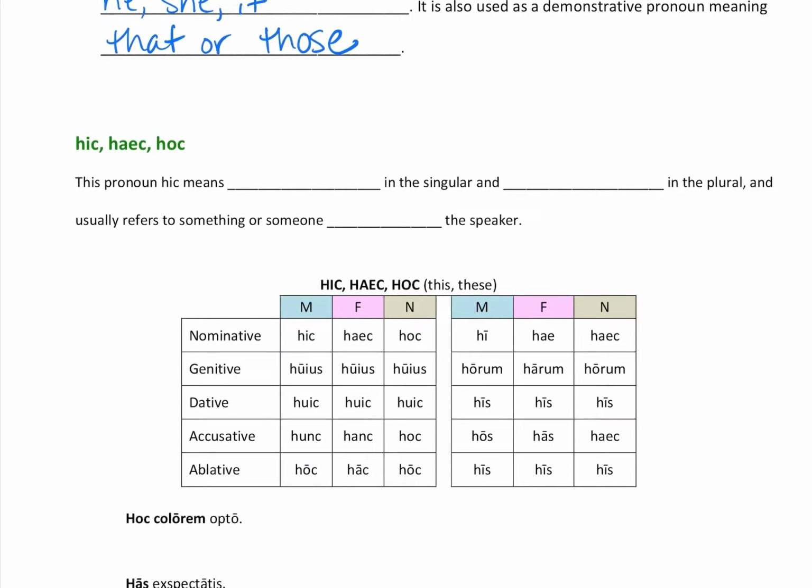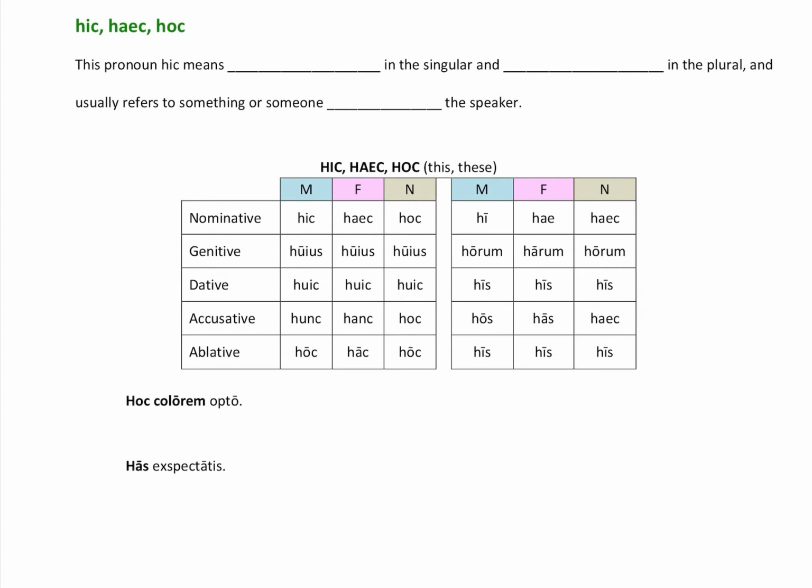All right, let's take a look at hic, haec, hoc. So this pronoun hic means this in the singular and these in the plural, and usually refers to something or someone near the speaker, as if you're gesturing to something near. So here's your chart. You can see how it's laid out. I colored them in just to make it a little easier for you. So let's see how this works.